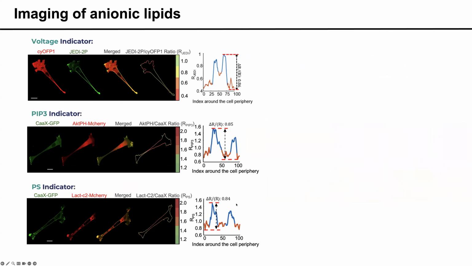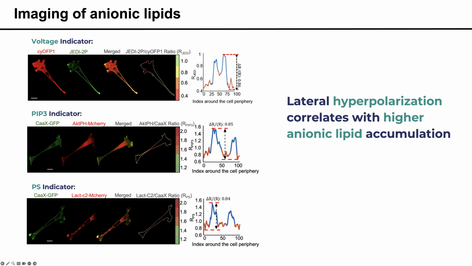And then very quickly, you see that the degree of anisotropy we see in the anionic lipids, right, exactly mirrors the anisotropy we see in Jedi. It's uncanny, right? The difference between maximum and minimum in the ratio is about 0.85, and we see exactly the same thing for PS and PIP3. So the hyperpolarized lateral region of the cell seems to correlate with higher concentration of anionic lipids in the lateral region of the cell. They somehow accumulate there. And then the depolarized region, the front, is because we have less anionic lipids in that region.